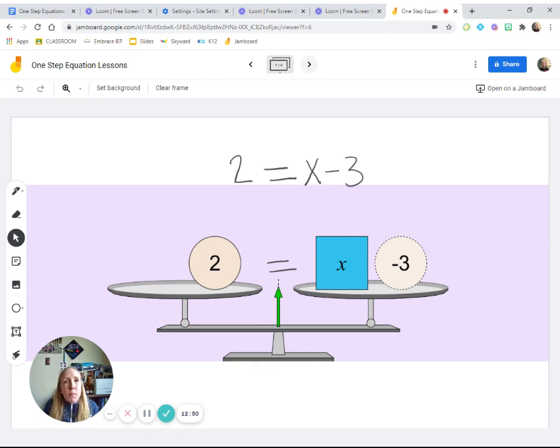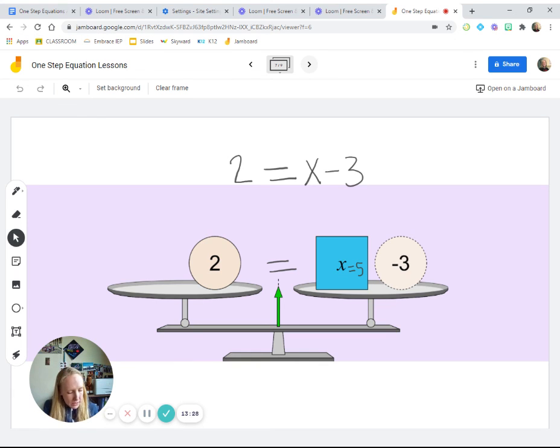So if you start out with some money in your pocket and Miss Howard takes $3, but you still have $2 left, how much money must you have started with? Think about that for a second. What would x have to be? How much money would you have had to start with to take away 3 and still have 2 left? If you said that you would have had to start with $5, or that there must have been 5 in that box, that is correct.